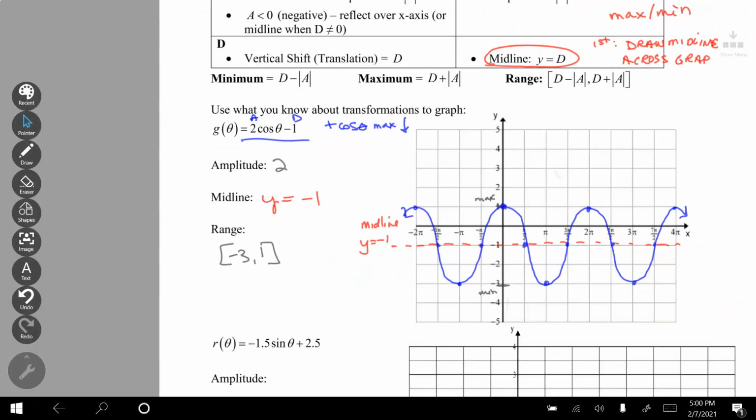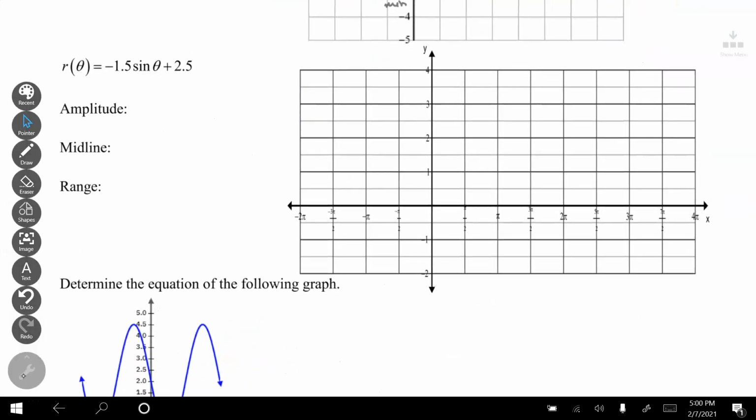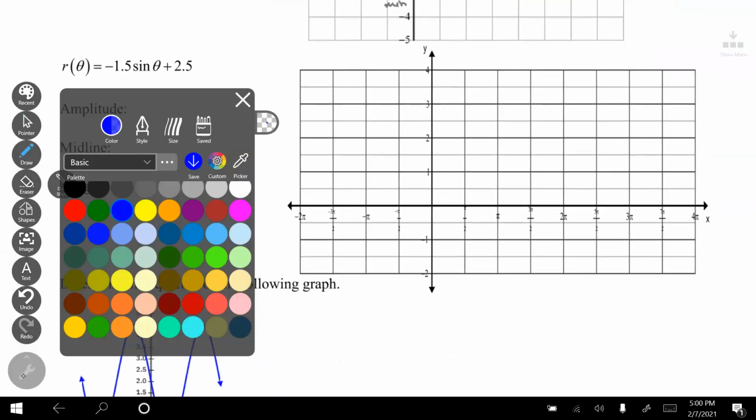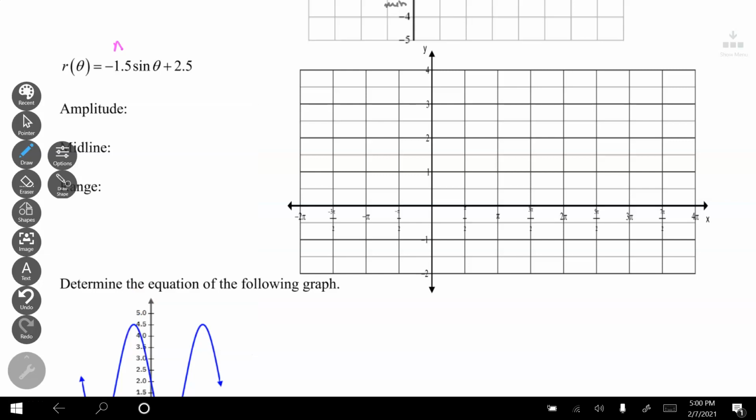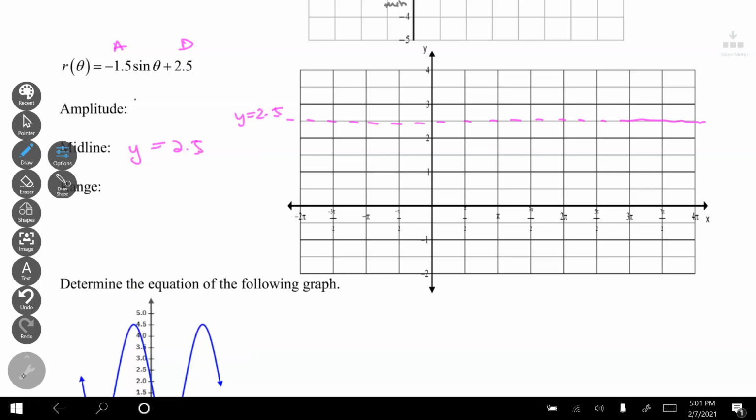The next graph is going to be a little bit different. And I have an A and a D value. The midline, the D value, is y is equal to 2.5. Okay, well, I made it nice. I made a nice little y equals 2.5. My amplitude is 1.5.